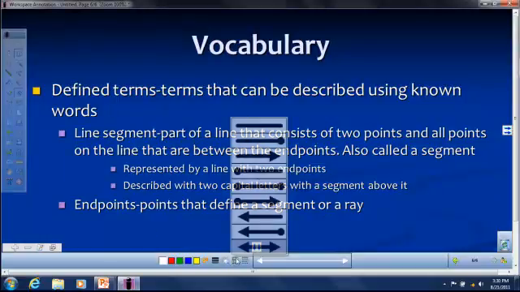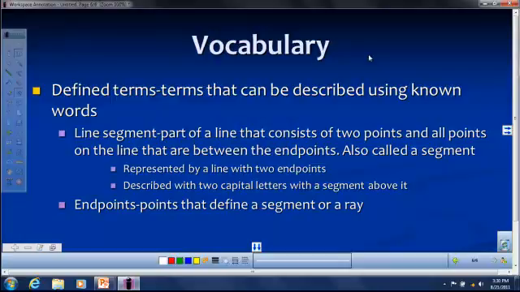So if I was to draw a line segment, it would look something like this. You notice there's no arrowheads, so if I have something like this, I would represent it with a line with 2 endpoints. This is just part of the line, so we can call this, let's not call it line, let's call it segment.